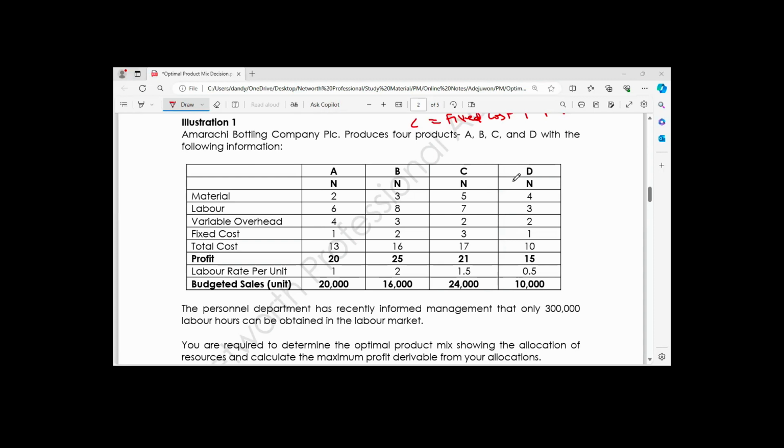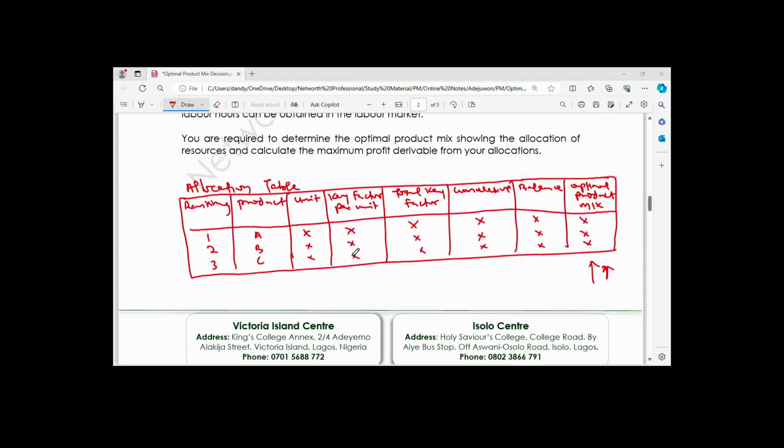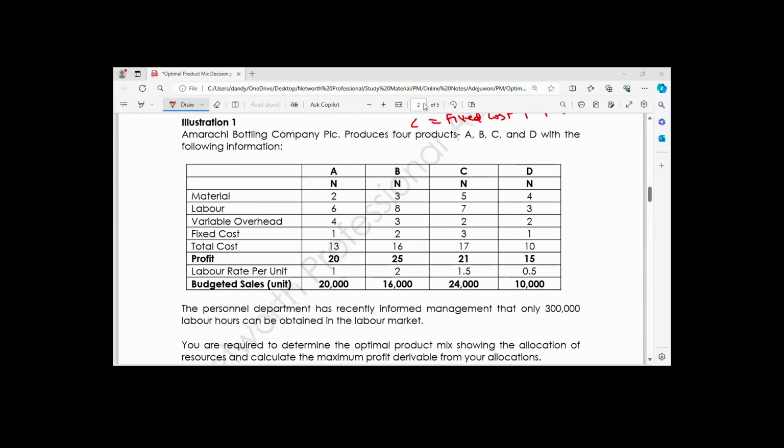Amarachi Bottling Company PLC produces 4 products A, B, C, and D with the following information. The personnel department has recently informed management that only 300,000 labor hours can be obtained in the labor market. You are required to determine the optimal product mix, showing the allocation of resources and calculate the maximum profits derivable from your allocations. Thank you very much. That is the question. You can mute yourself.